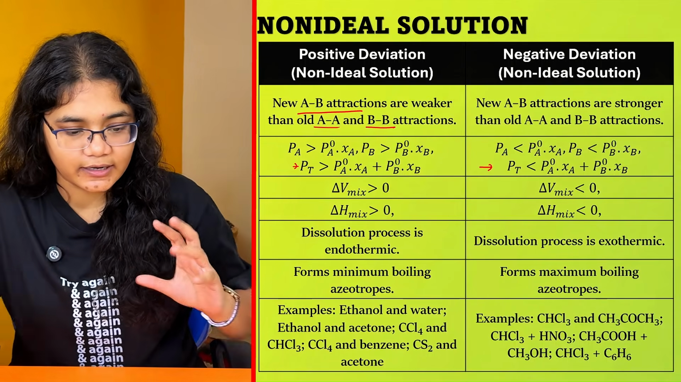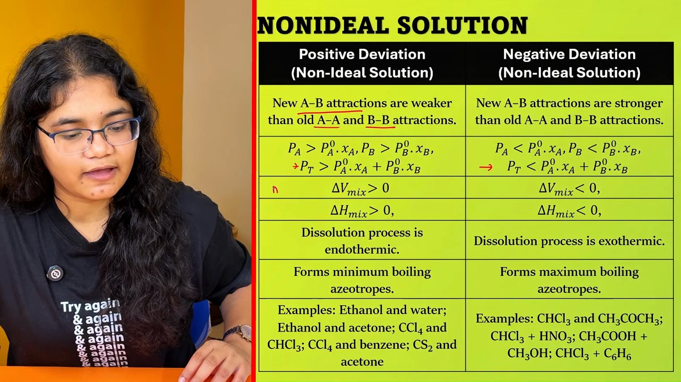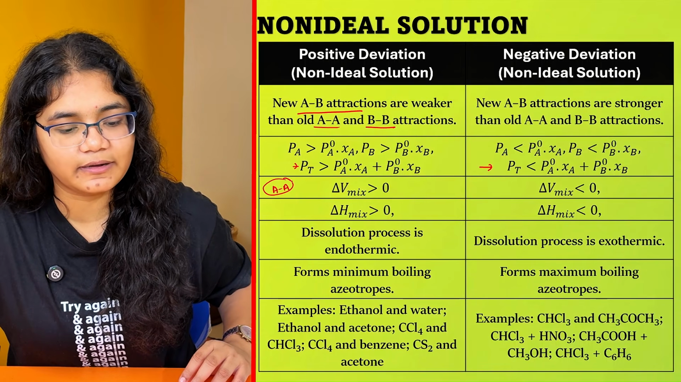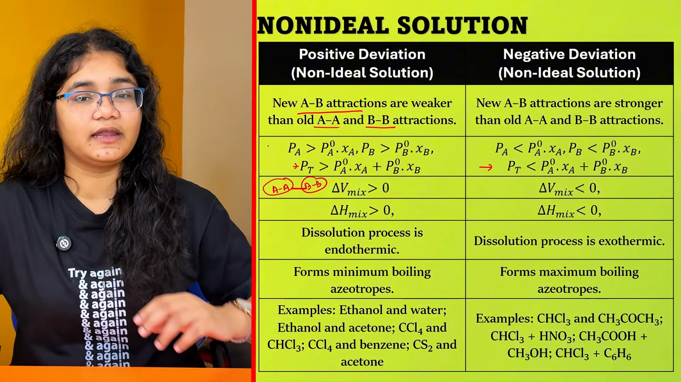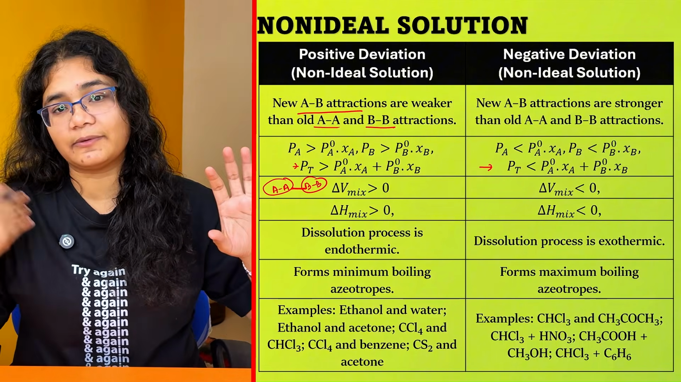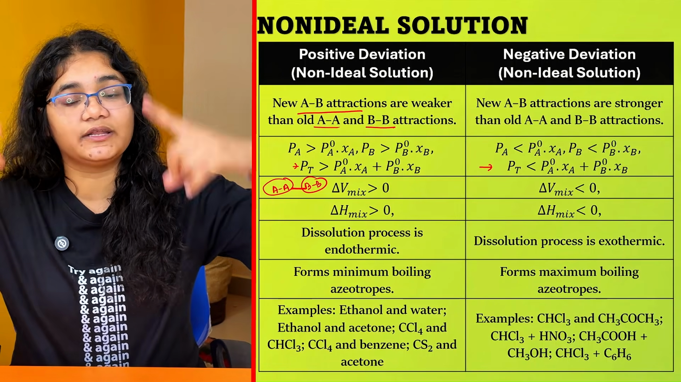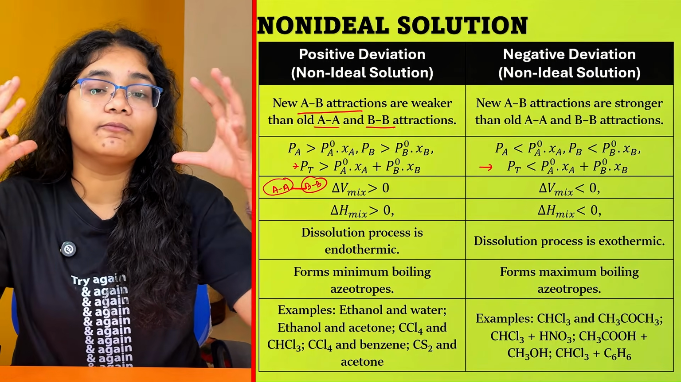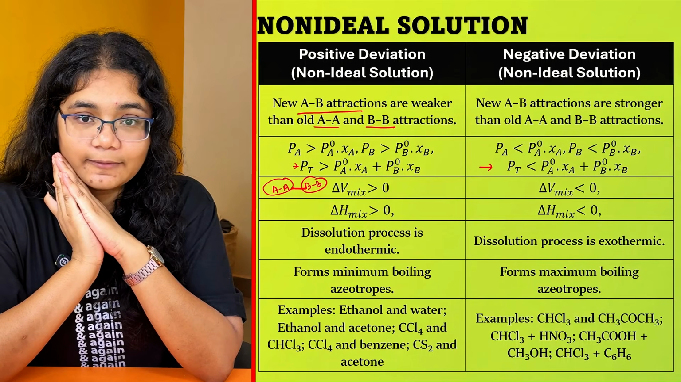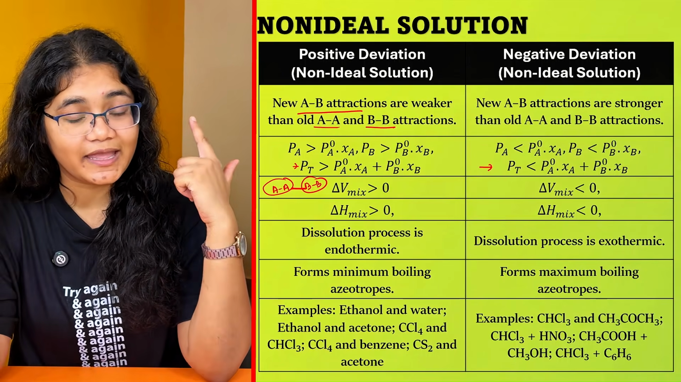Earlier when you have only AA, there will be some interactions, and with BB, there will be some interactions. But when you mix A and B, the interactions are very weak. So A will evaporate, B will also evaporate, they are not holding each other. That is why the pressure in the vapor phase will be more, the particles in the vapor phase will be more, and more vapor pressure will be created. This is clear, and that is why we get a positive deviation, higher than the expected value.